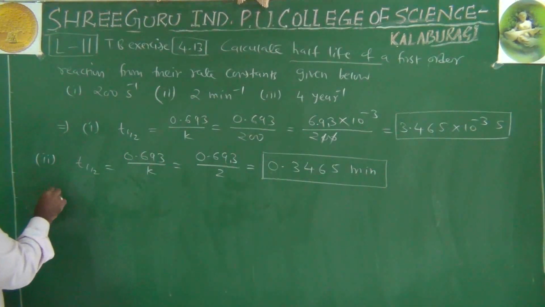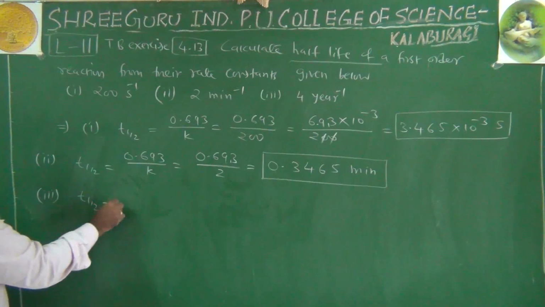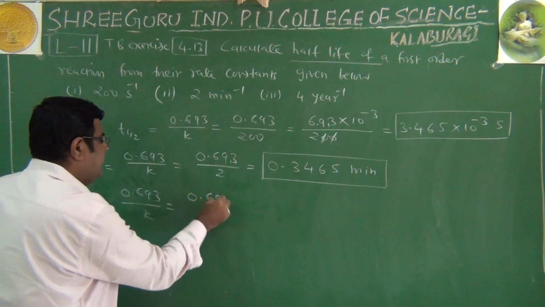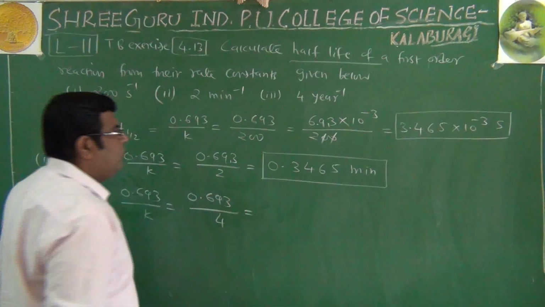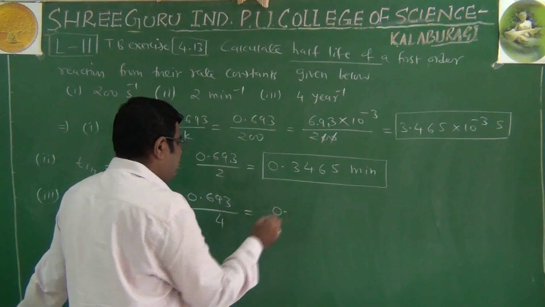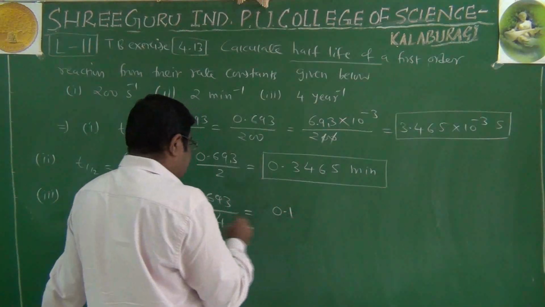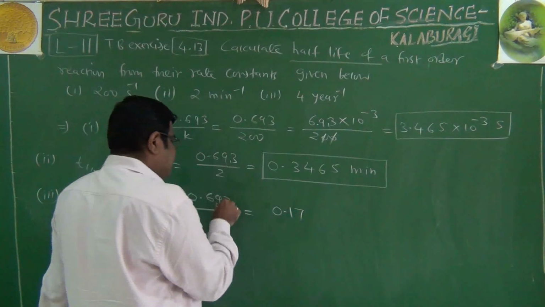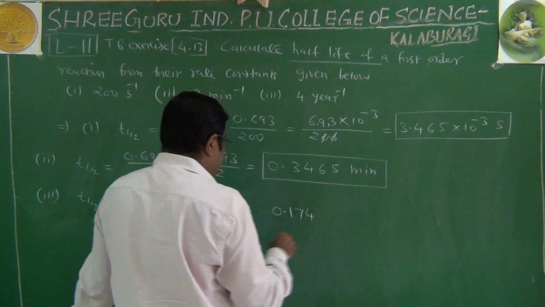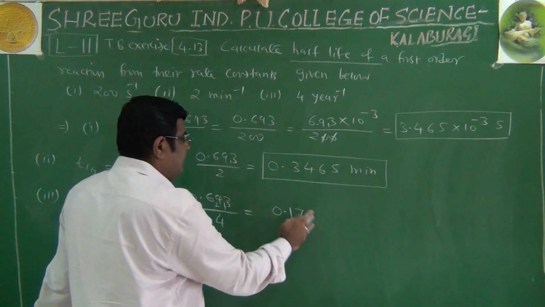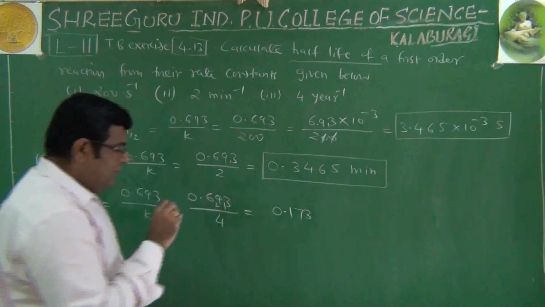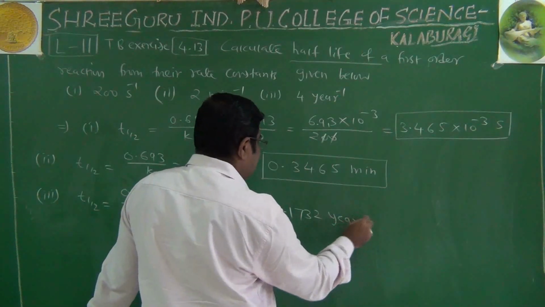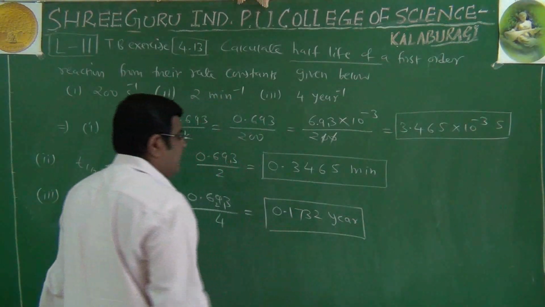And in the third part, half-life period is 0.693 by k, where k is 4 per year. We can calculate 0.693 divided by 4, and that comes to about 0.173. So this is the answer here.